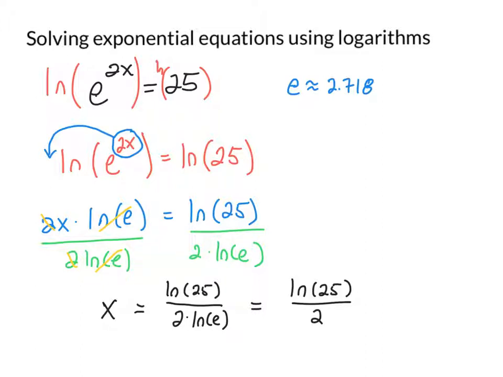So x is the natural log of 25 divided by 2, which would be the solution to this exponential equation. Something to get familiar with is equations that look like this, because having the natural log in there is very common in solutions to exponential equations. All right, so I'll clean this up, and we'll come back and look at another example.